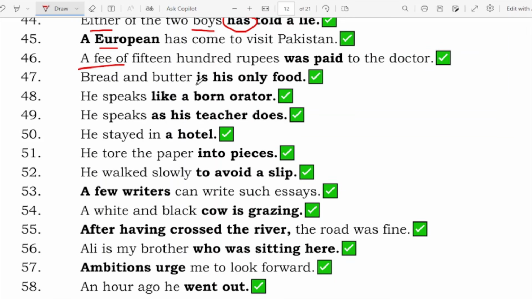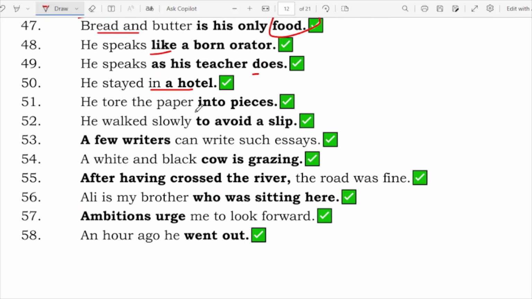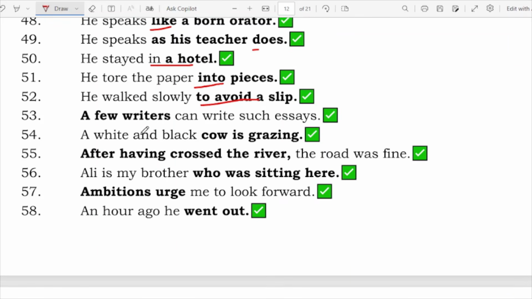Bread and butter is a unit. Bread and butter is his only food. He speaks like a born orator. Like this is as comparisons. He speaks as his teacher does. He stayed in a hotel. He tore the paper into pieces. He walked slowly to avoid a slip. A few writers can write such essays.